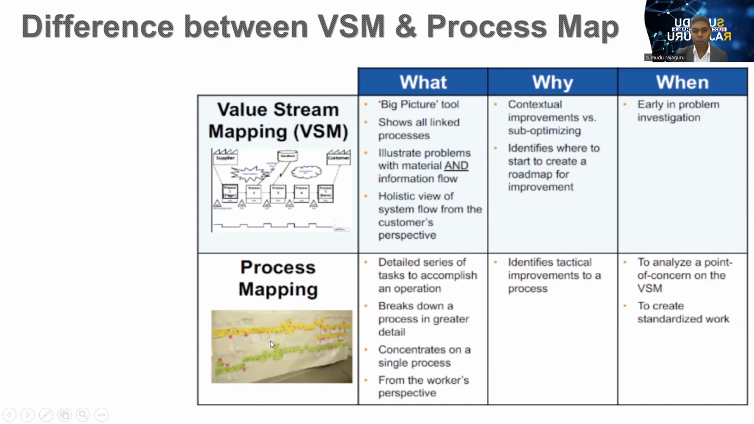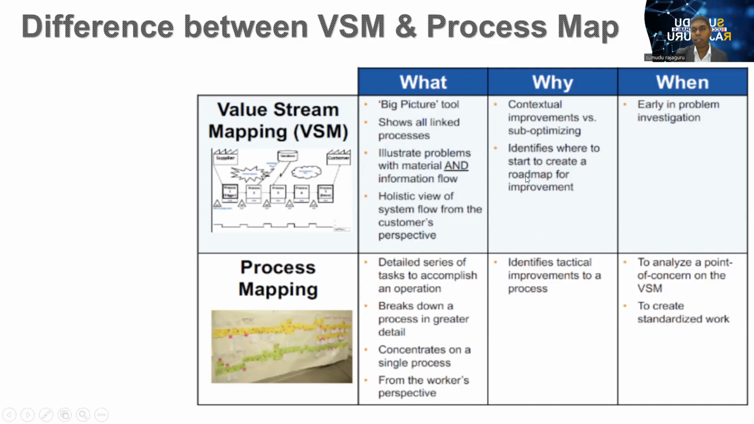Now, when we talk about process mapping, it is some kind of micro-analysis, a detailed series of tasks to accomplish an operation. It breaks down a process in greater detail and concentrates on a single process from the worker's perspective. When we draw the VSM, it's from the customer's perspective, but process mapping is from the worker's perspective. Why do we want to draw the process map? To identify tactical improvements to the process.